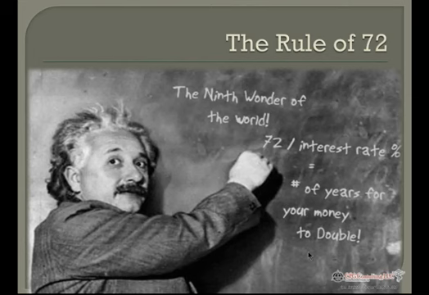It's called the Rule of 72. Now, the Rule of 72 is a mathematical formula. It was developed by Albert Einstein, and he called this the ninth wonder of the world. You and I know this as compounding interest. And the Rule of 72 says whatever rate of return you earn on your money, divide that into 72, and that tells us how many years it takes for our money to double.